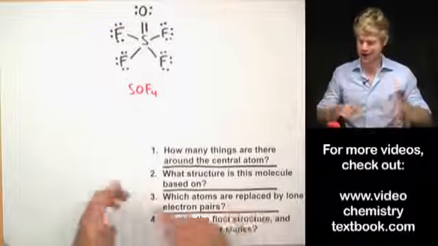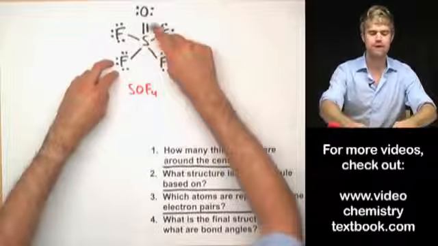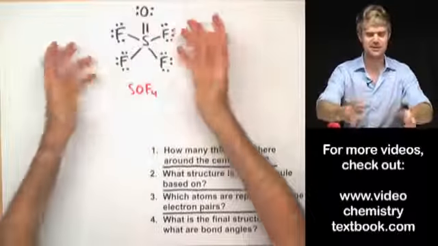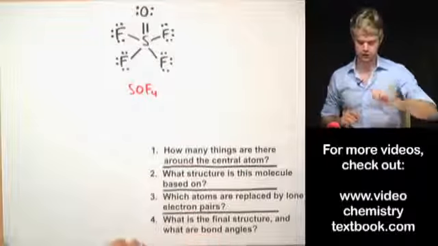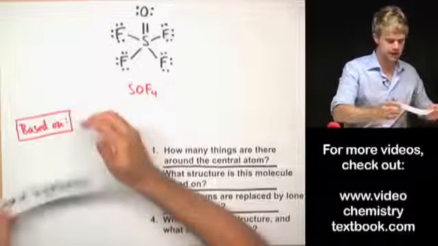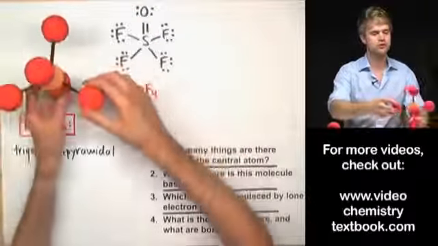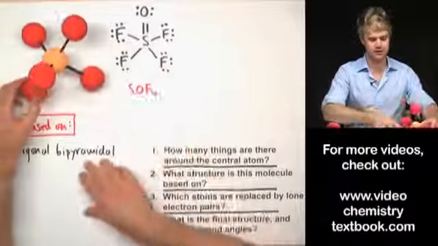SOF4. Okay, how many things are there around the central atom? There are 1, 2, 3, 4, 5. Double bonds count the same as single bonds. 5 things around it. So the structure that this molecule is going to be based on is the trigonal bipyramidal shape, which is how you arrange 5 things around a central atom.